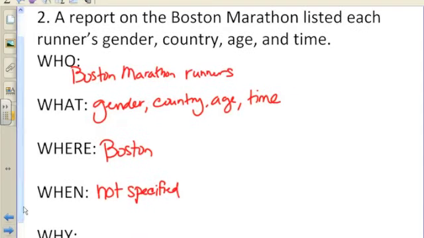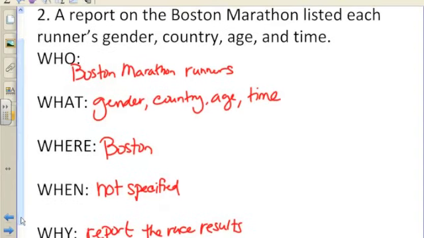Why? Why did they get the gender and country and age and time for all of these people? Well, one idea would be to report the race results. That's one idea. It doesn't specifically say in the story problem, so I'm just thinking about why it might be useful, what their purpose might be. Gathering the gender, country, and age might even just be to compare year to year what kinds of people are running the marathon.